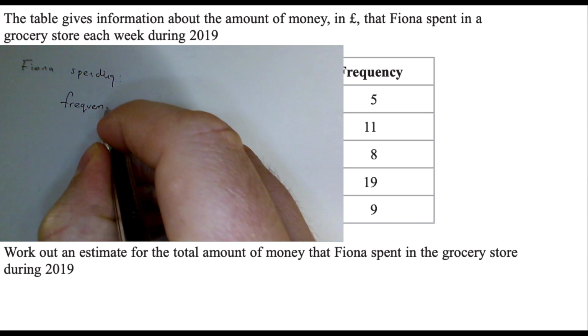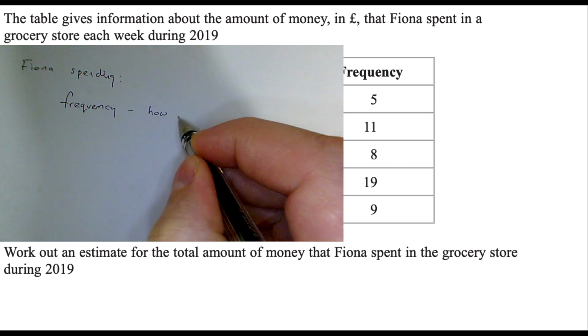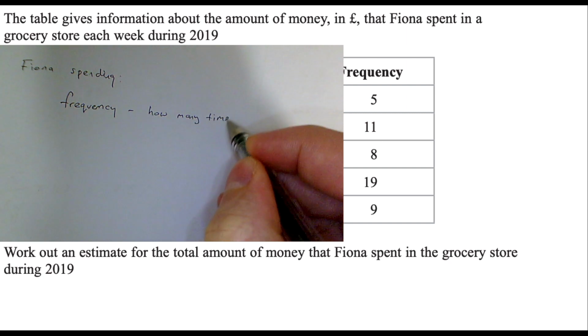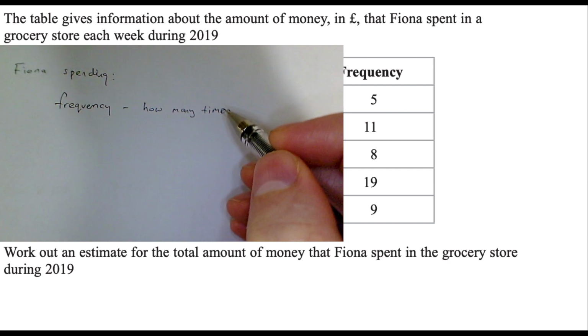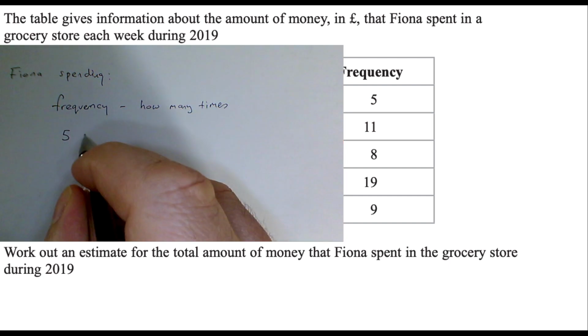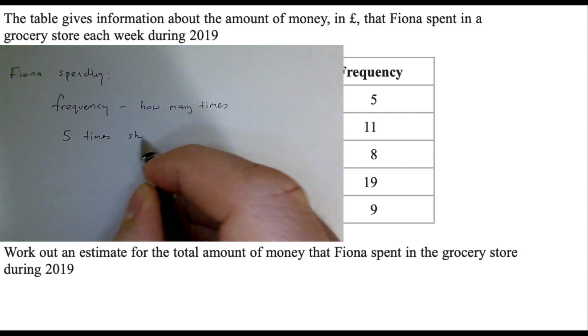So the only reasonable thing to do is to say, well, I don't know whether she spent £1 or £19. What I'm going to do is guess that she took the average of that. So the halfway point between 0 and 20 is 10. So I'm going to say that 5 times she went to the shops and she spent £10.